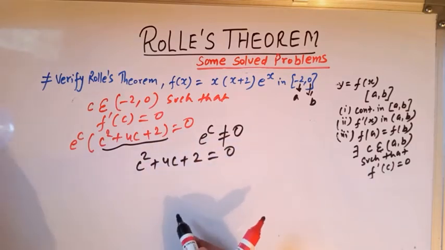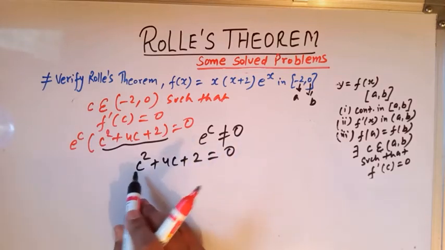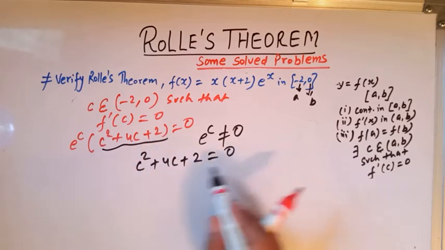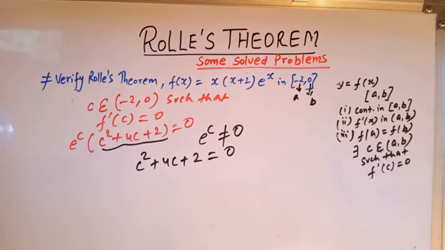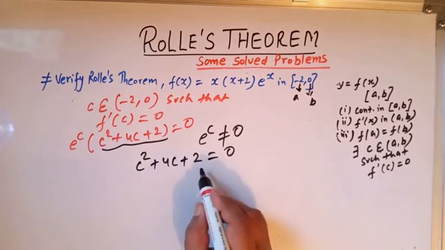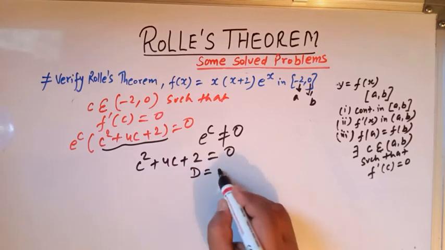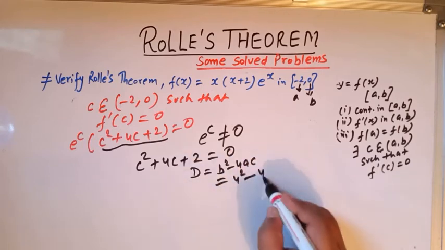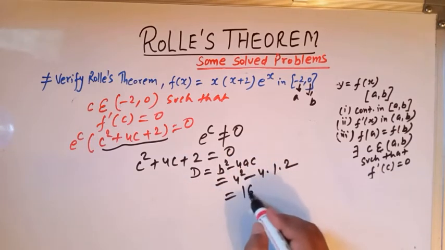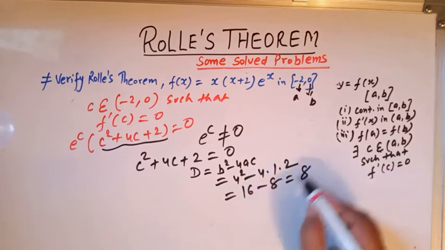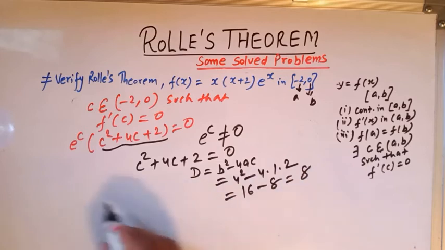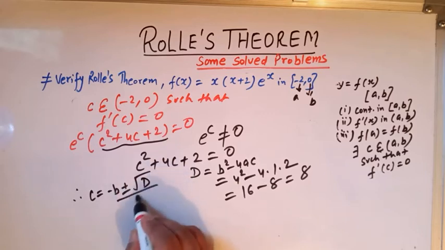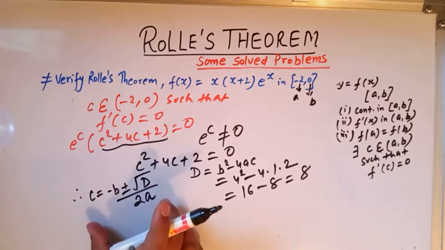Okay, now we can solve this quadratic equation here, and so here we can find the discriminant, that is d is b square minus 4ac. So we have 4 square minus 4 times 1 times 2, this is 16 minus 8, that is equal to 8. Clear? So therefore c is minus b plus minus square root of d over 2a. So this is the quadratic formula.